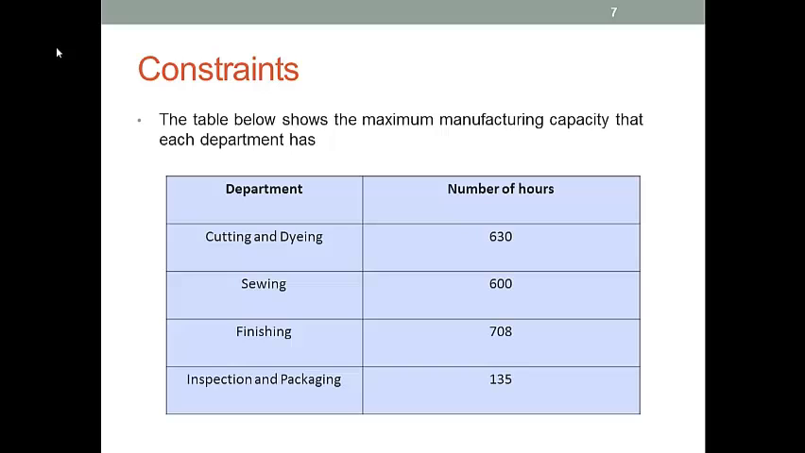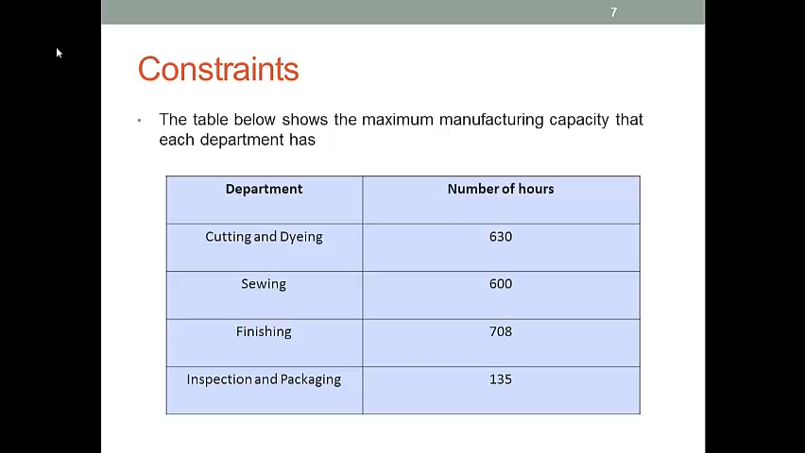For instance, in the cutting and dyeing department, the number of hours needed for manufacturing the standard bags and deluxe bags must be less than or equal to 630 hours. In the sewing department, the total hours needed for manufacturing bags must be less than or equal to 600 hours, and so on and so forth.